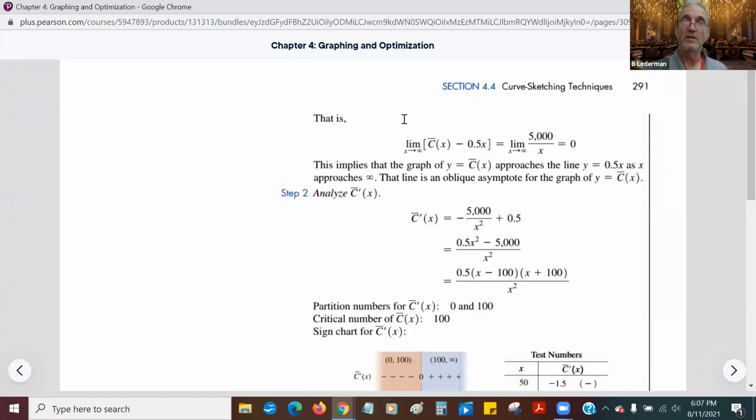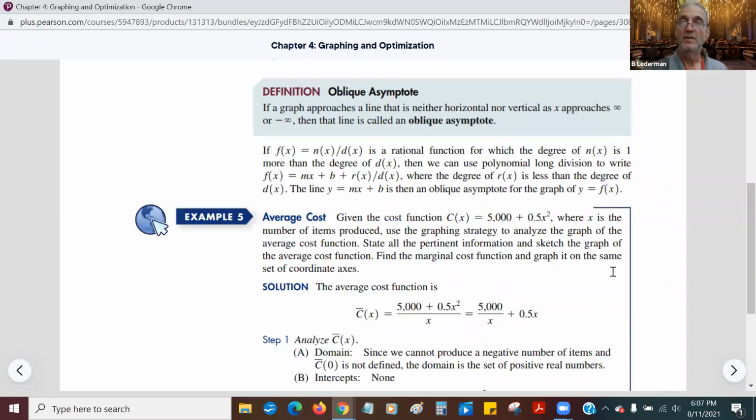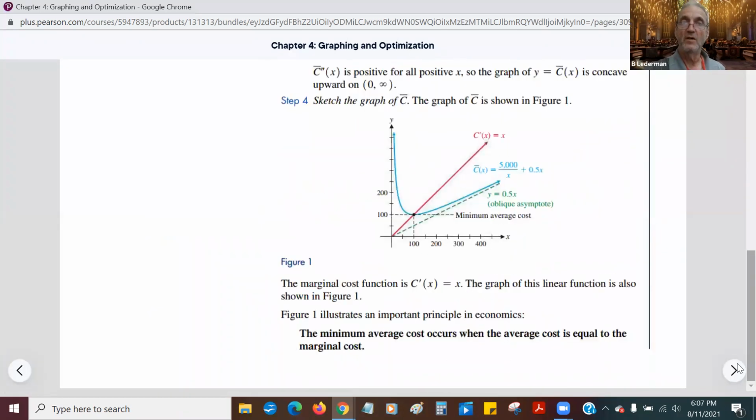And why is that? Let's remind ourselves what C was. Let's take a look at C. C was, because the derivative of 5,000 just disappears, this becomes 2 times 0.5 times x, but 2 times 0.5 is just 1, so it's 1x, which is just x. That's why that's 1. And therefore, the minimum average cost occurs when the average cost is equal to the marginal cost, which is kind of cool, right at that point right there, which is kind of interesting. Again, this is business stuff, but nonetheless, it's interesting.